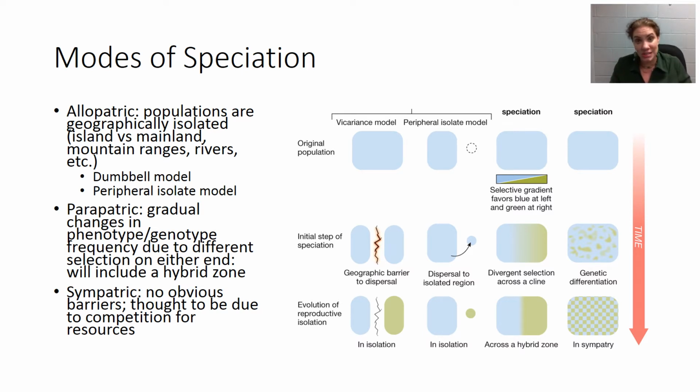So that's allopatric speciation. Allo meaning different, different lands. They are in different environments.